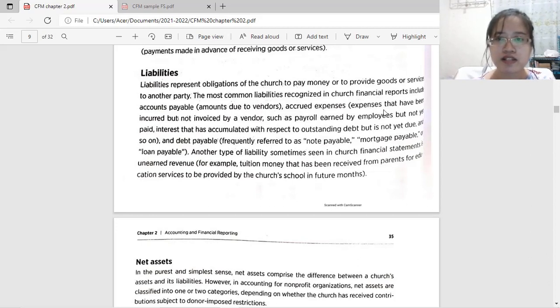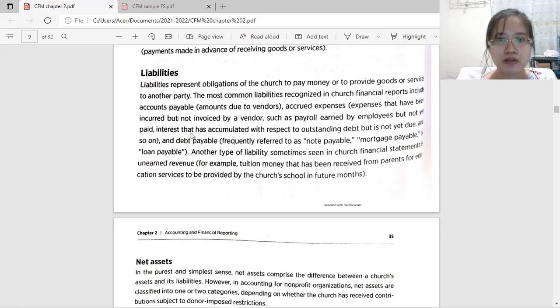Accrued expenses, expenses that have been incurred but not invoiced by a vendor. So for example, payroll. Normally payroll, the workers would work first. So let's say January 1 to 15. And then for that period of work, they would be paid on, let's say, the 20th. Okay, because the organization would need time to compute their salaries and wages and the deductions, right? So it's an accrued expense, okay? The workers already rendered the service before they were paid by the church, okay?